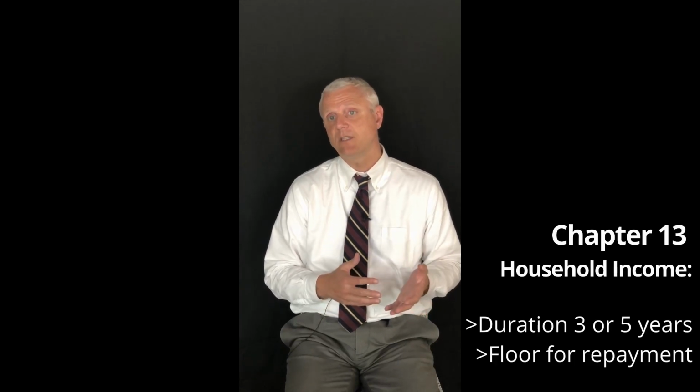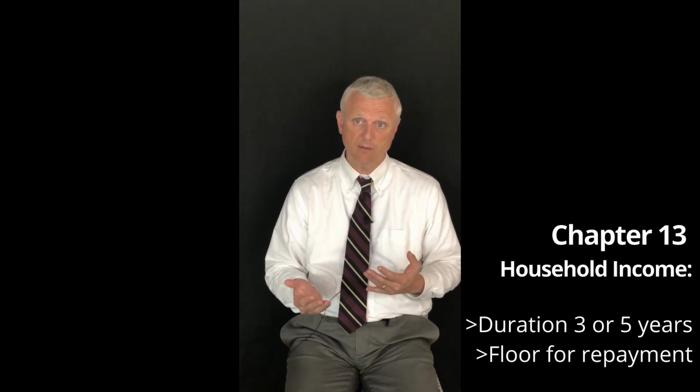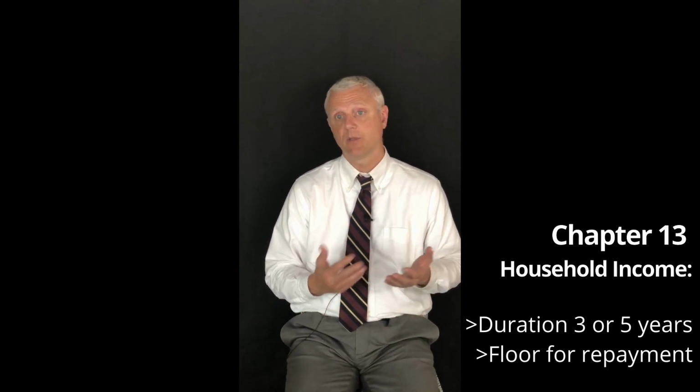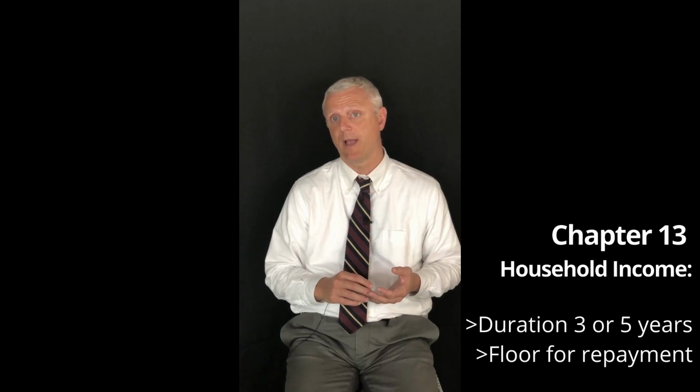Over in Chapter 13, what household income helps to determine is the required duration of the plan, whether it's going to be possibly a 3-year plan or a 5-year plan, and it also can help to establish a floor for how much has to be paid back in a case, depending on the facts of the case. And so the analysis is very similar. It's not identical. There are a few differences between the Chapter 7 means test and the Chapter 13 means test, but they work about the same.